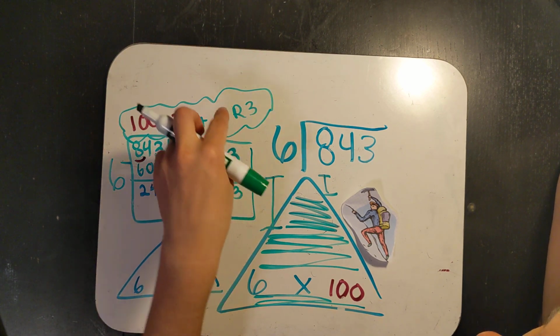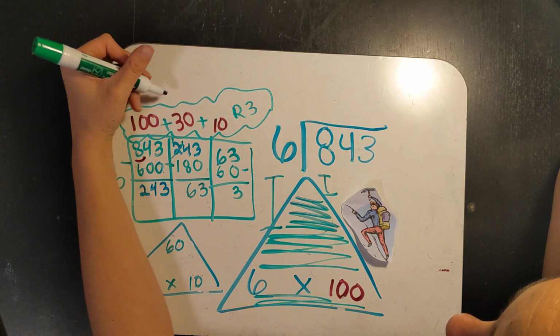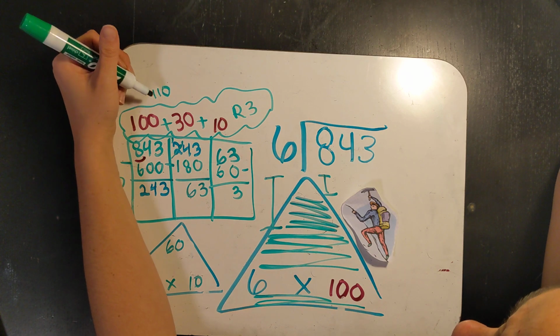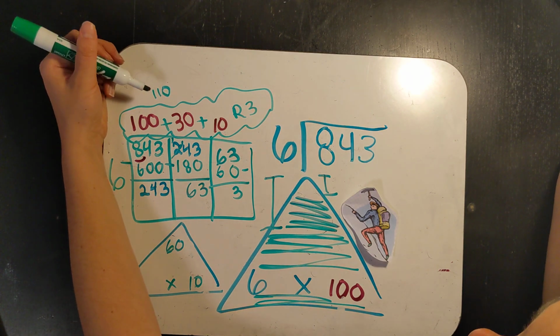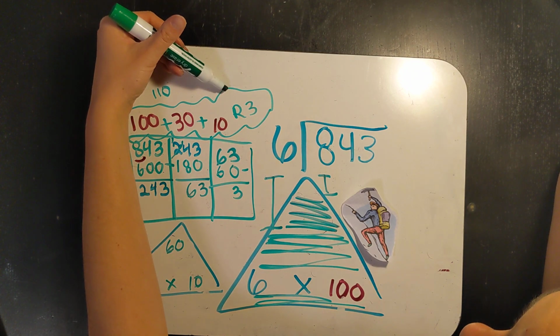So on the pixel art, that's 2 different columns. So one column has, what's 100 plus 30 plus 10? 110. And then our other column would have our remainder, 3.